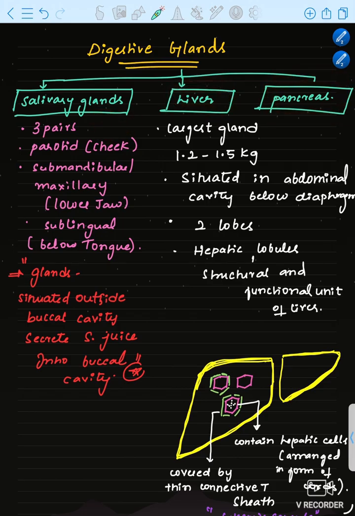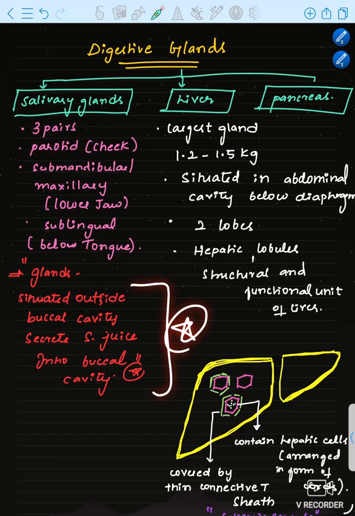Okay. First one is parotid gland. Parotid gland is present near the cheek. And next one is submandibular or submaxillary, which is present at the lower jaw. Okay. And next one is sublingual, that is below the tongue. So parotid, submandibular and sublingual.